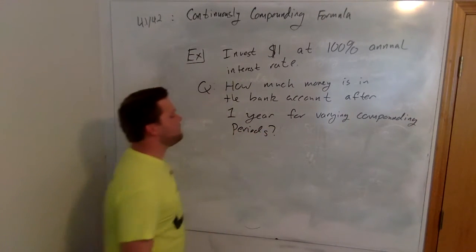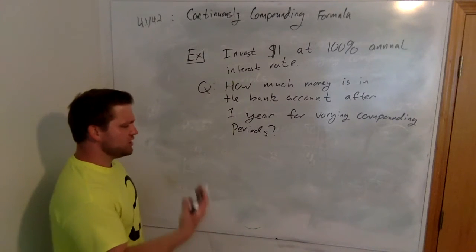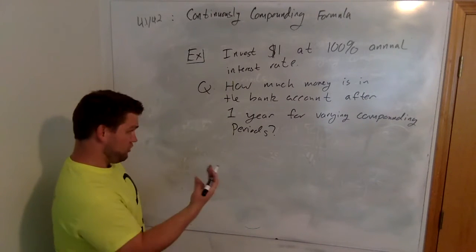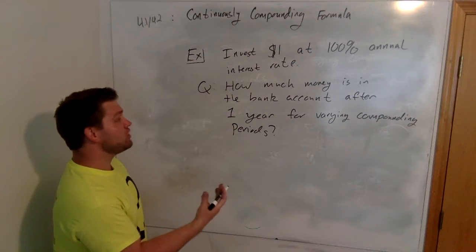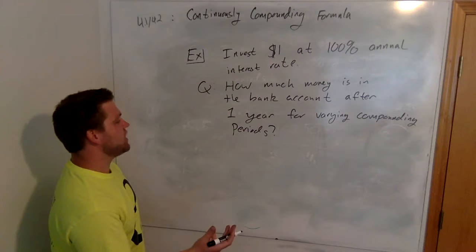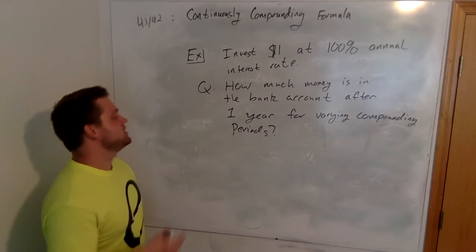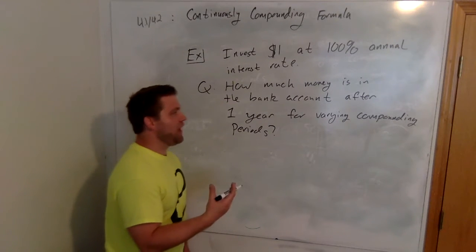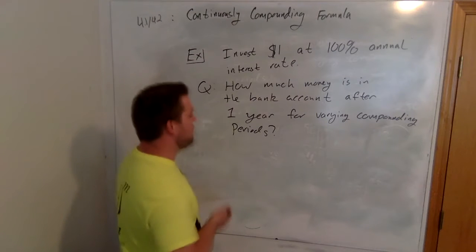So we want to know what's happening for $1 in your bank account, earning 100% annual interest. What we want to know is how much money will be in that bank account at the end of that year for varying compounding periods. Essentially, the main question is: what happens when the number of compounding periods approaches infinity?